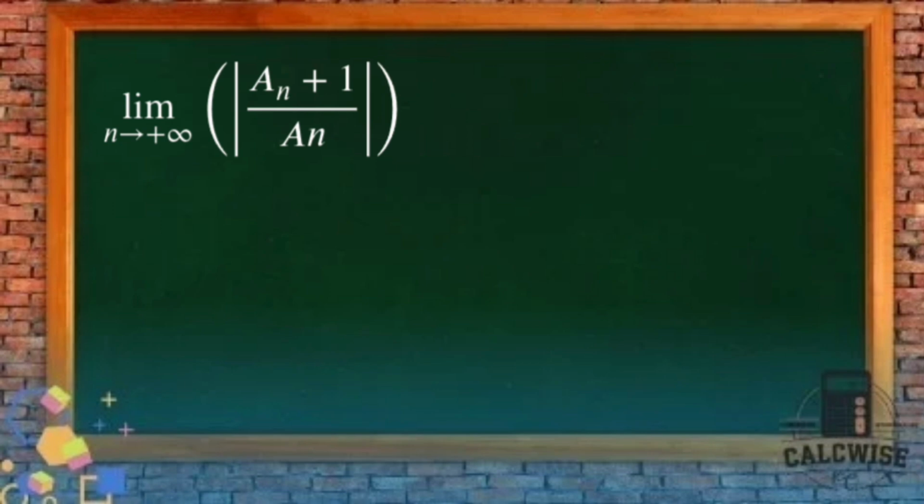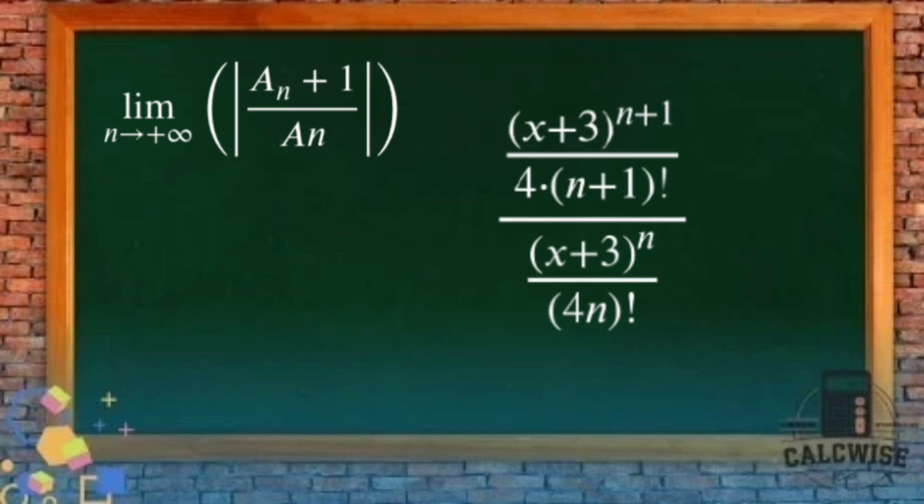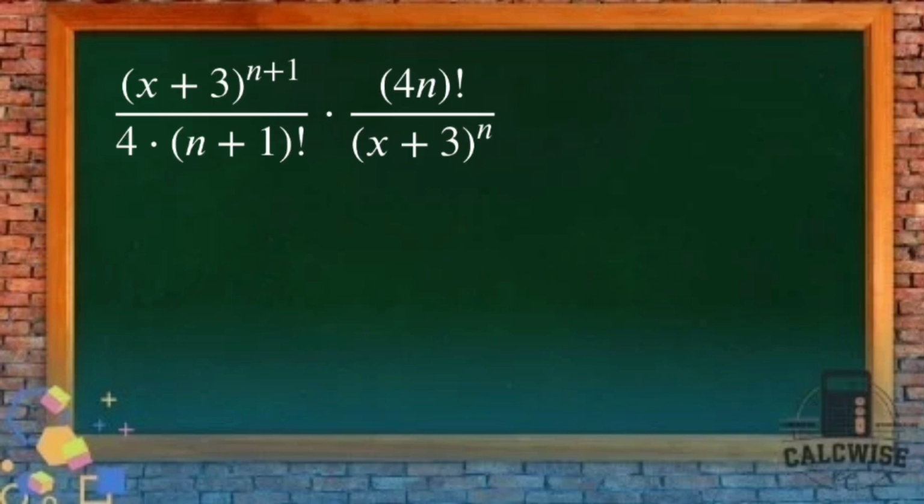So, for a sub n plus 1, you are going to replace n with n plus 1, so it's (x plus 3) raised to n plus 1 all over 4 times (n plus 1) factorial. And a sub n is the original expression, which is (x plus 3) raised to n all over (4n) factorial. So let's take the limit as n goes to infinity of a sub n plus 1 divided by a sub n, which is (x plus 3) raised to n plus 1 all over 4 times (n plus 1) factorial divided by (x plus 3) raised to n all over (4n) factorial.